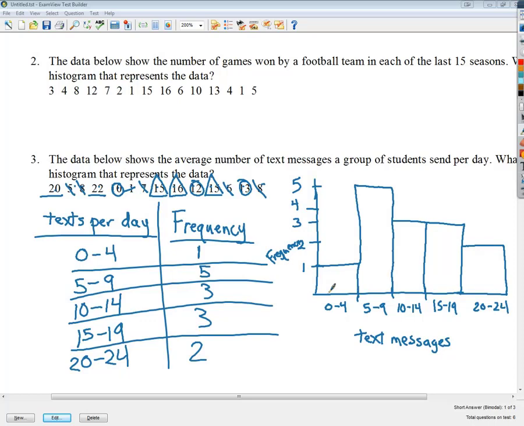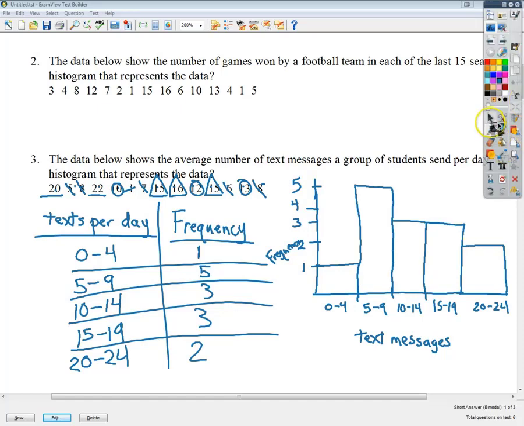And it sort of gives me the idea that it tends to skew out this way a little bit, more so than it hits a big high point at 5 to 9, but it skews higher than it does lower, which means it spreads out that way a little bit better. So that's frequency tables and histograms.